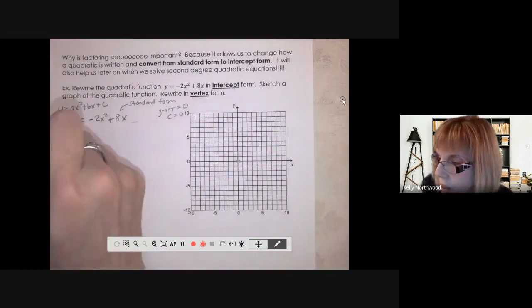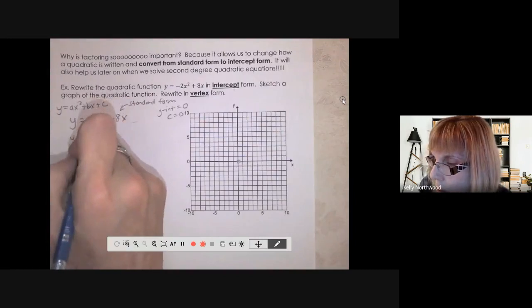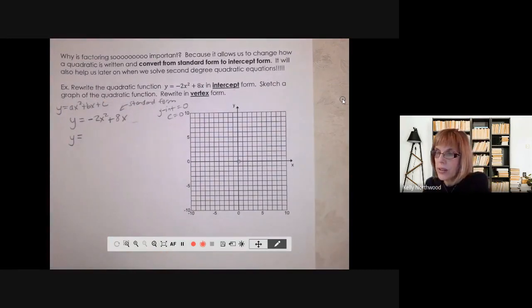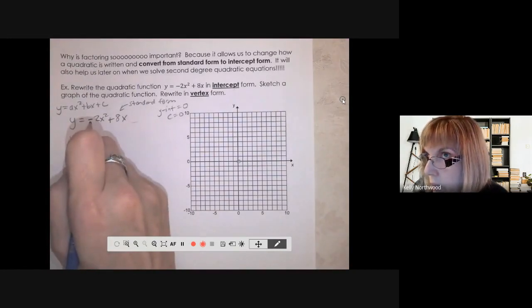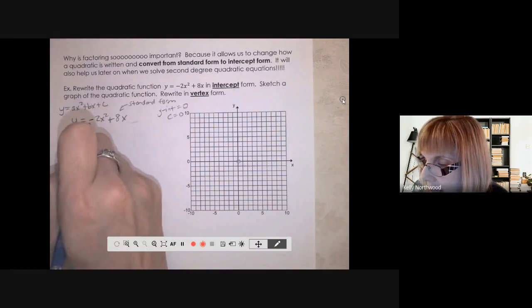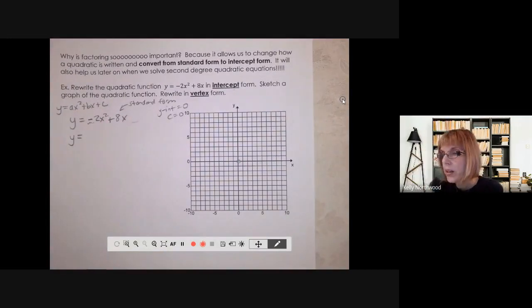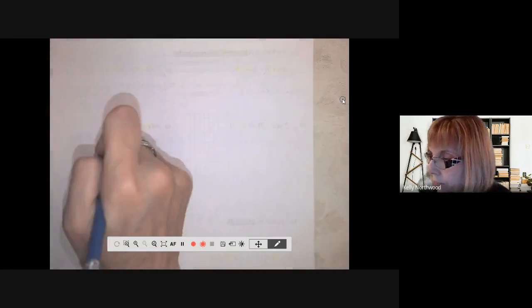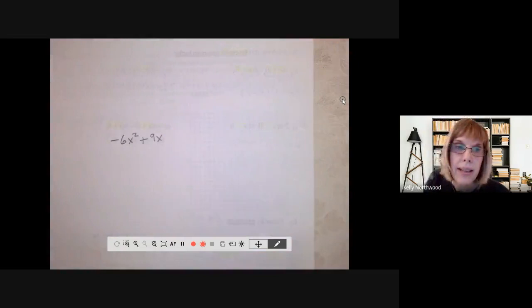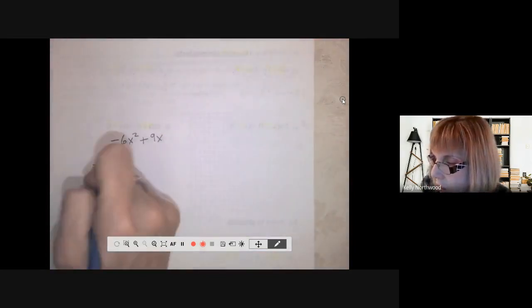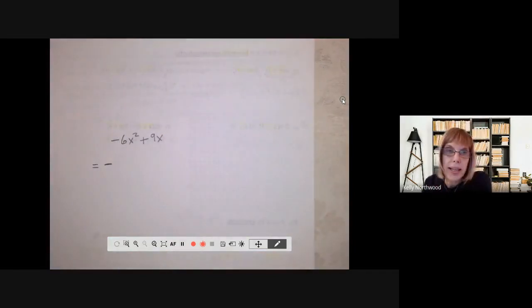So to rewrite it in intercept form, you want to common factor here. One important thing that we didn't see enough of was whenever there's a leading negative, when you're common factoring, you always make the negative part of your common factor. So just let me go to the back of a page for a second. If you had like negative 6x squared plus 9x, and you were common factoring it, you'd want that negative, we call it a leading negative, to always be part of your common factor.